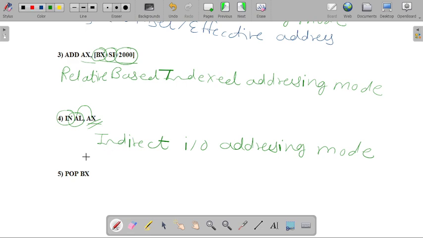Now the next instruction is POP BX. So how can we identify the addressing mode for this instruction? There are some 16-bit and 8-bit registers available in our 8086 microprocessor. The BX is our 16-bit register. So whenever registers are there in our instruction, we can say that this type of addressing mode is register addressing mode.